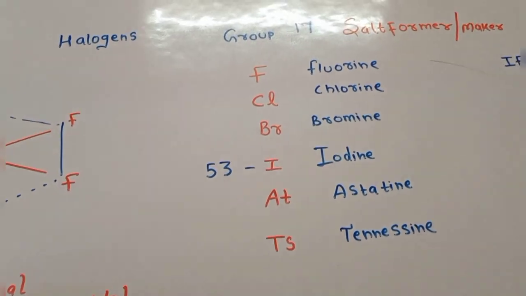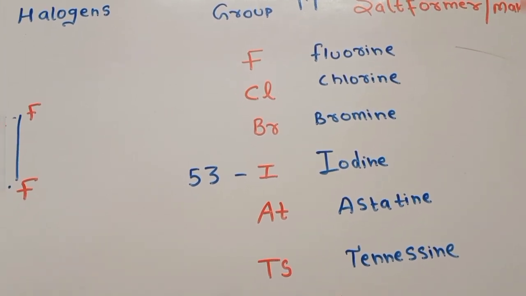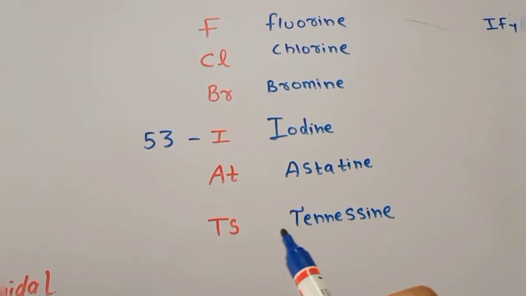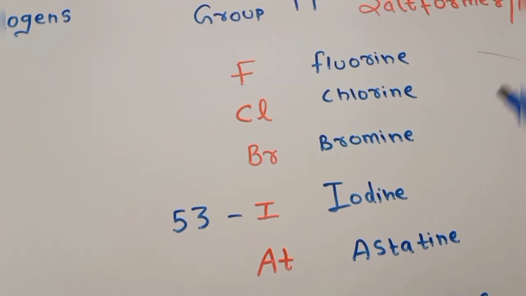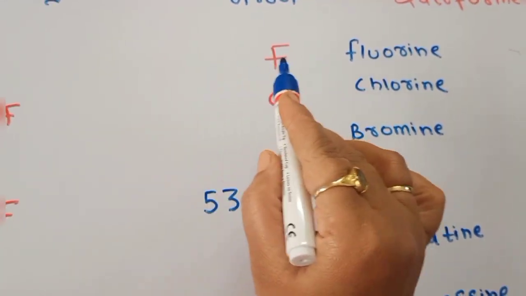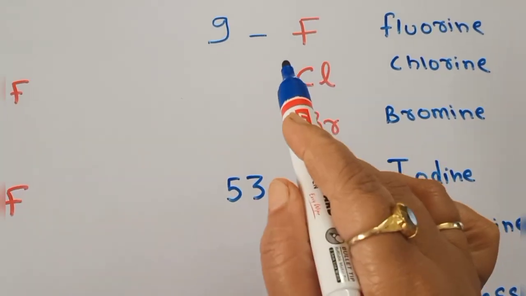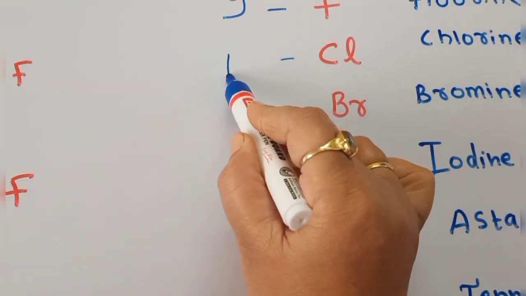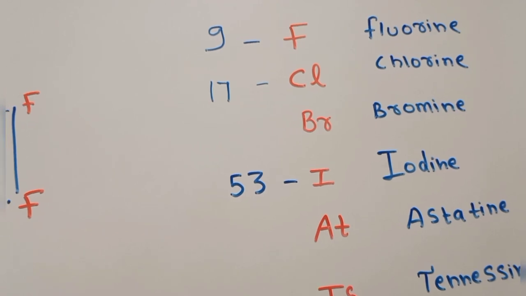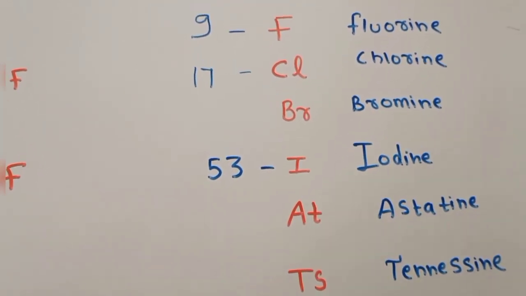We know that the halogen family is group 17. The elements are fluorine, chlorine, bromine, iodine, astatine and tennessine. From our basic classes, 8th and 9th standard, we learn atomic numbers up to 20. So it is very easy to remember the atomic number of fluorine, that is 9, and the atomic number of chlorine is 17. Now what is the atomic number of bromine? Not all students know. So what is the logic behind it?